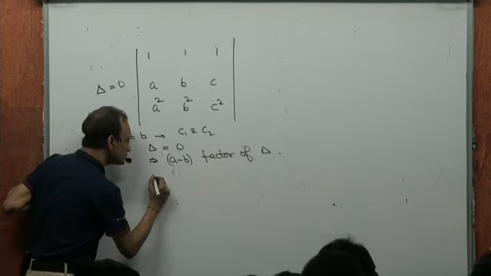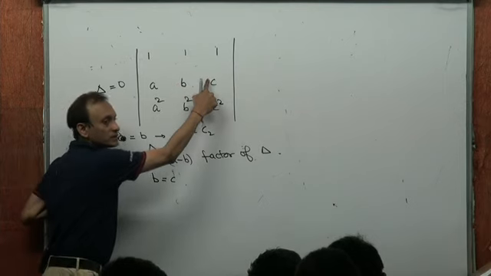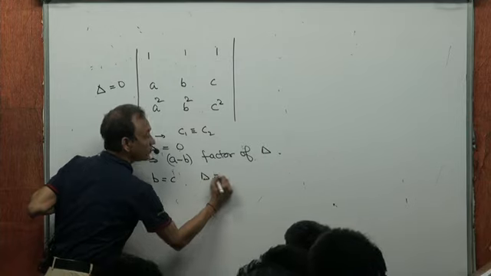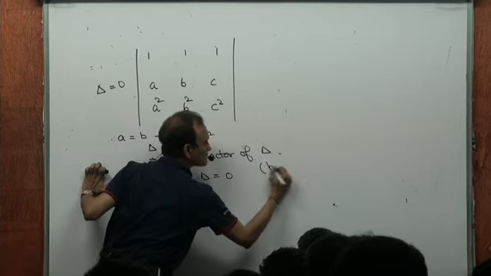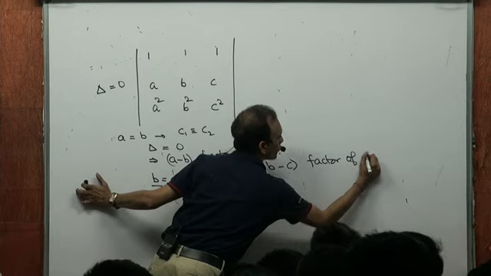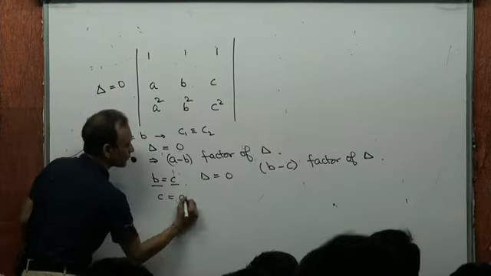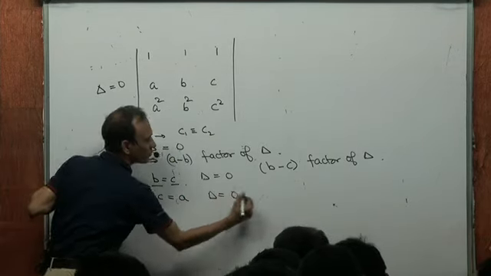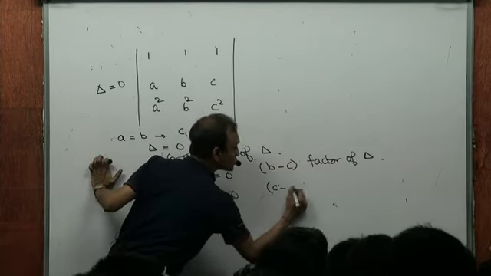Similarly, if you plug in B equal to C, then the second and the third columns will become identical. Delta will then be 0. That means delta becomes 0 when you plug in B equal to C. That means B minus C must be a factor of delta. Similarly, plug in C equal to A. First and the third columns will become identical. Delta will be 0. That means delta is 0 when C is A. That means C minus A must also be a factor of delta.